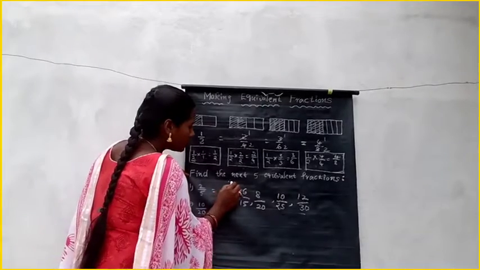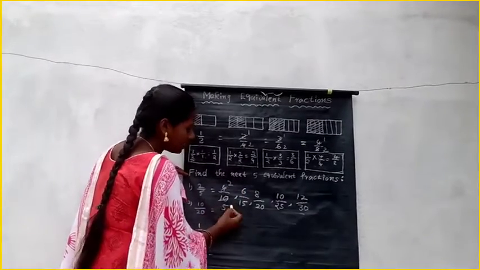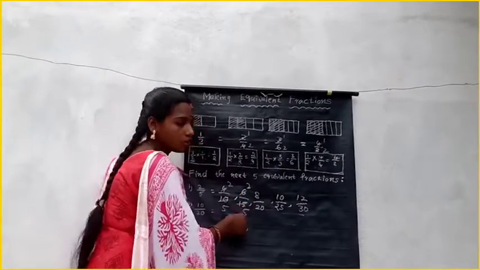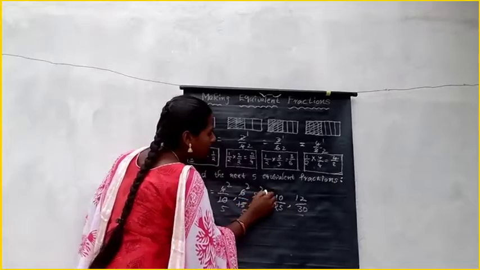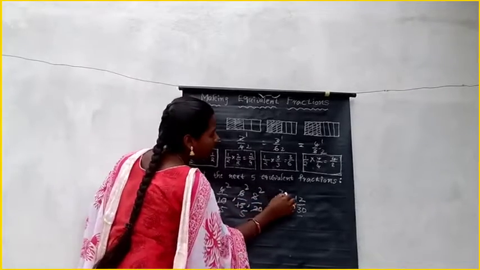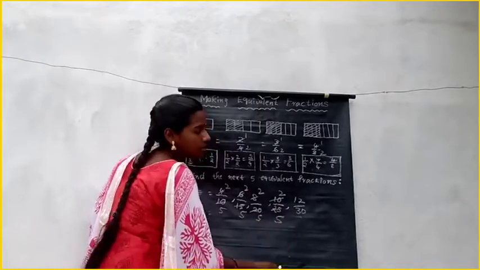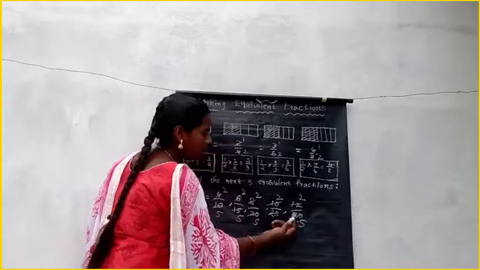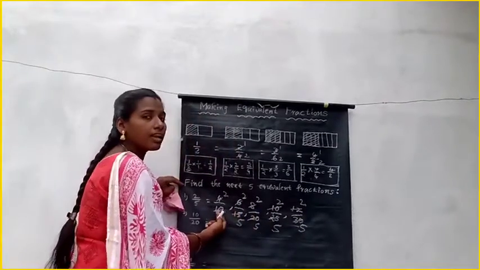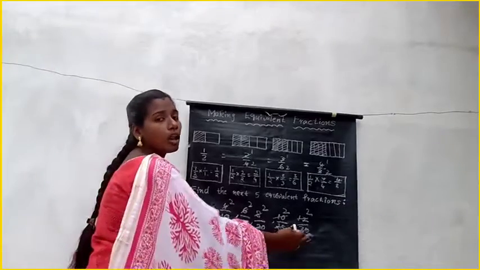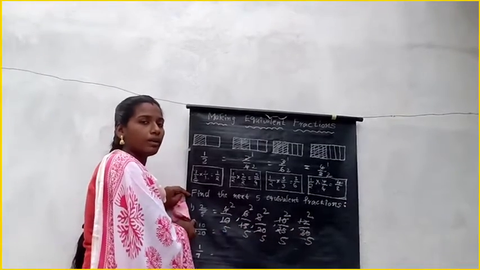See here, Nana. 2 2s are 4, 2 5s are 10, 3 2s are 6, 3 5s are 15, 4 2s are 8, 4 5s are 20, 5 2s are 10, 5 5s are 25, 6 2s are 12, 6 5s are 30. Means in each and every case we are getting 2 by 5. These all are equivalent fractions of 2 by 5.